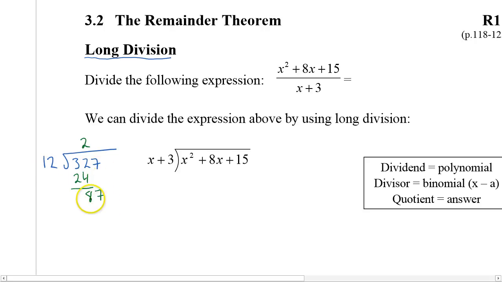Now, how many times does 12 go into 87? Well, if I multiply 12 times 7, I get 84. And that's about as far as I can get. So that would be long division back in the day. And so when I say, how many times does 12 go into 327? Well, it goes 27 times evenly with a remainder of 3. Remember that here is the remainder.